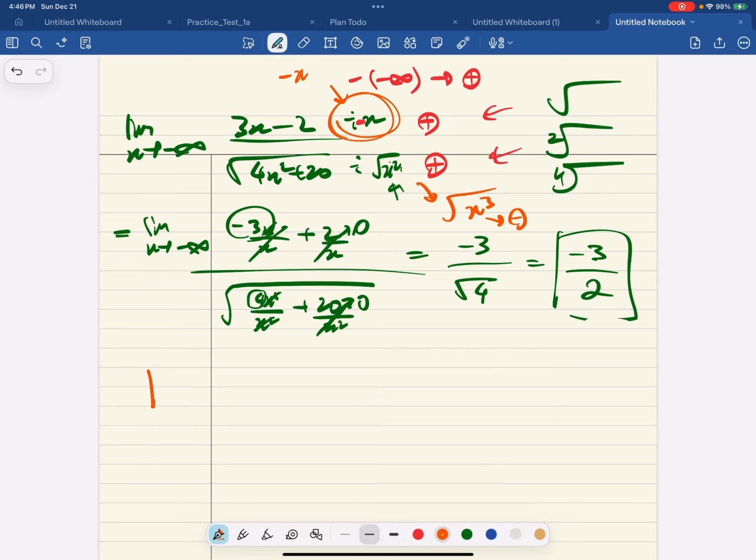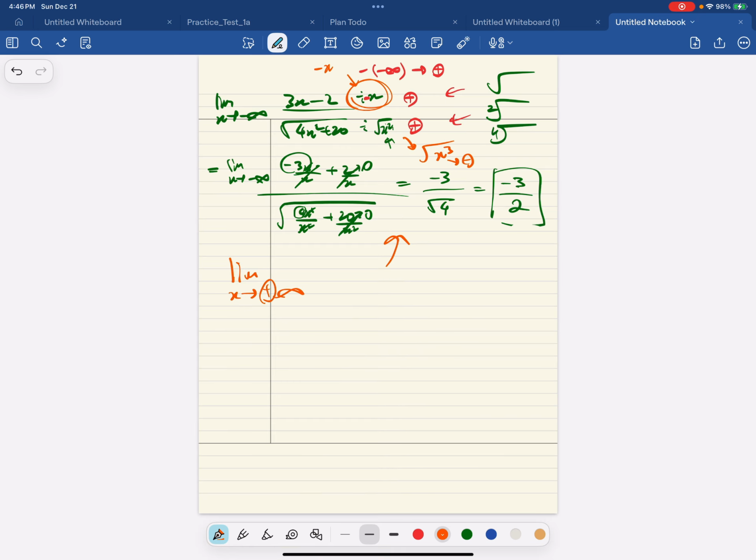And obviously, if it was a limit as x approaches positive infinity, you don't need to care about any of this sign changing. There's nothing to worry about. As soon as you see a plus, there's nothing to worry about in terms of signs when dividing by an infinitely big number.